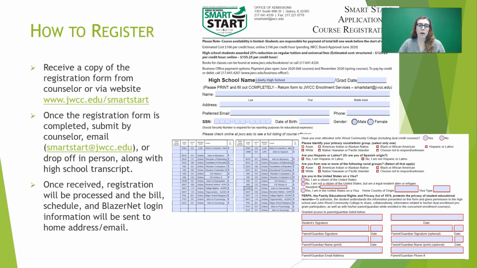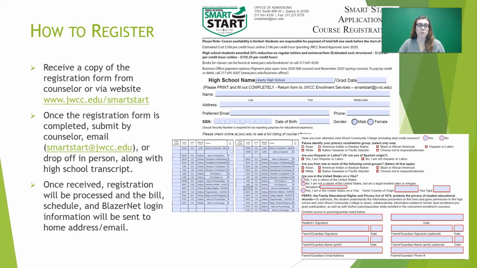So FERPA allows us to speak with a parent or guardian that would be listed on this form. So I definitely encourage students to sign the form and put their parents' information down, email, phone number, and then the parent needs to sign this as well.